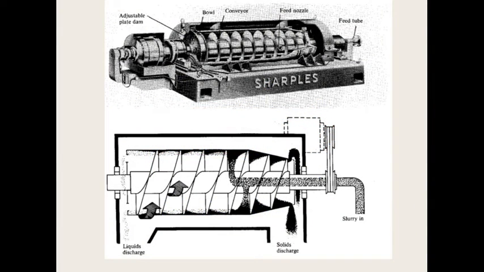So this is the process in which we can feed the sludge in, and it separates solid discharge on the right side and liquid discharge on the left side. Due to the continuous conveyor, which throws the sludge into the bowl, the liquid is separated from the sludge.